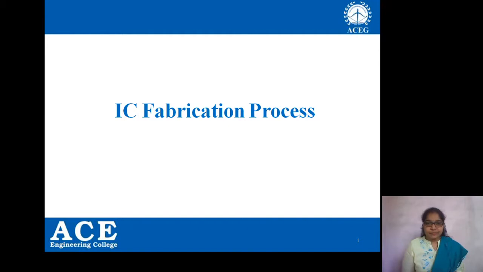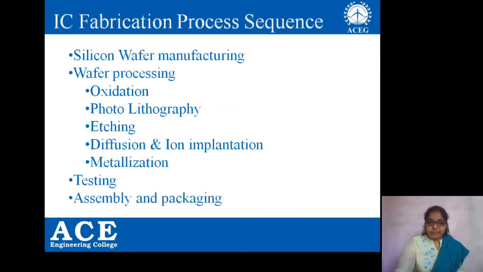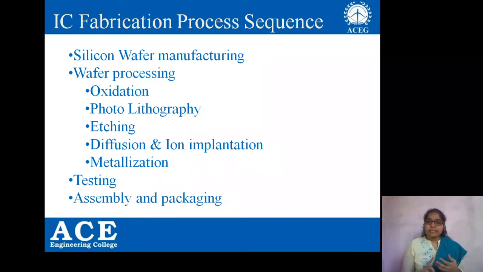Today in this video we are going to know the IC fabrication process. The different steps involved in the IC fabrication process are silicon wafer manufacturing, wafer processing, testing, assembly and packaging. In wafer processing, again we have oxidation, photolithography, etching, diffusion and ion implantation, and metallization.